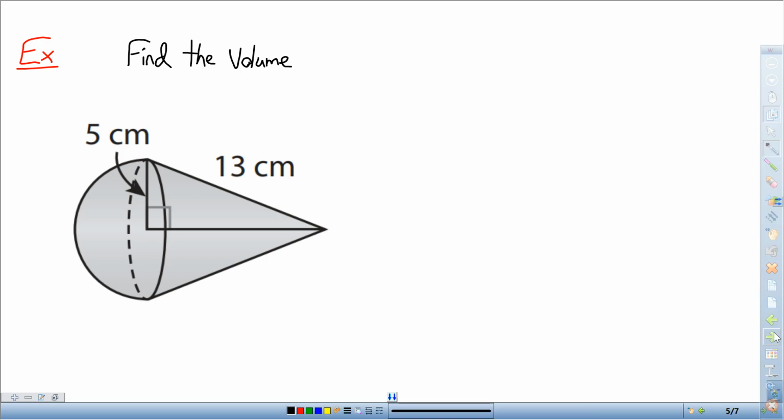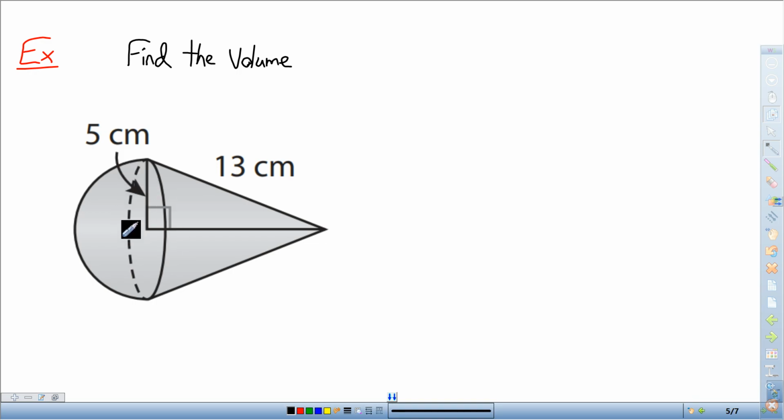Okay, so I want to do one more with you guys, and then I'm going to have you try one. Let's find the volume of this thing that kind of looks like an ice cream cone. Go ahead and do your best to draw it, and then we'll do that. So on this thing, here's what I notice. We have half a sphere and a cone. That's the 2 types of solids that this thing is made up of.